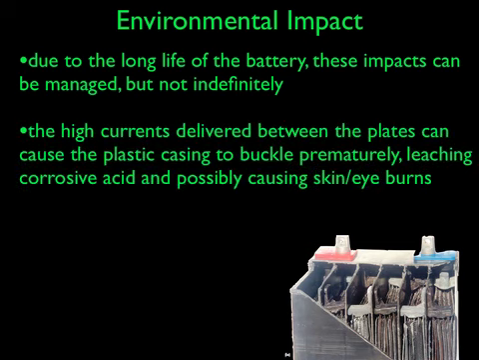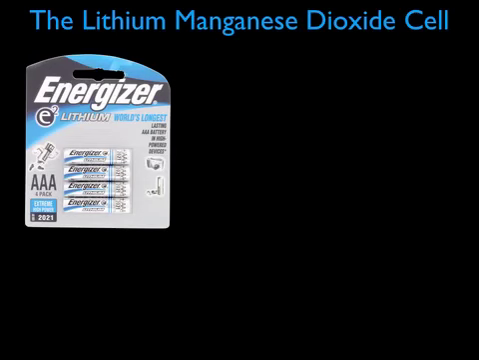One of the issues as well, though, is that the high currents delivered between the plates can cause the casing to buckle. It's only plastic, and as you know, plastic is affected by heat. And so therefore, if you have a lot of current, you can have a lot of excess heat, which can cause the breakdown of that plastic prematurely. If this happens, leaking acid can be an issue as it's corrosive, and it can also cause skin and eye burns.